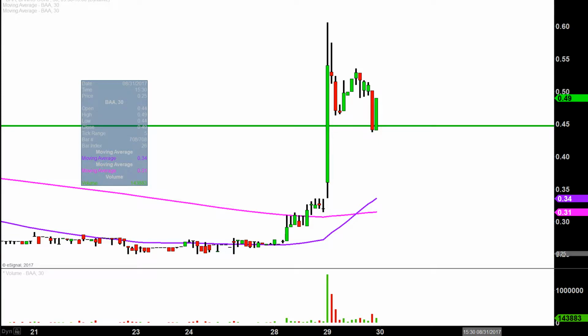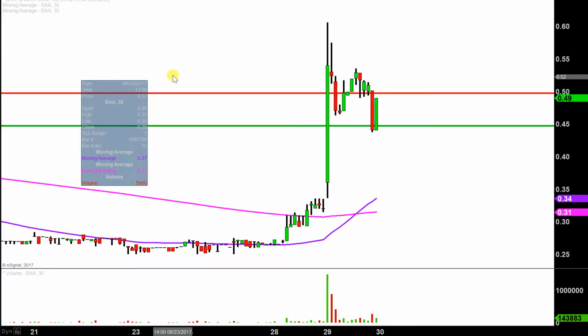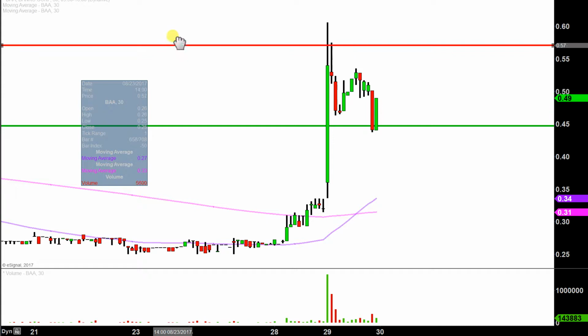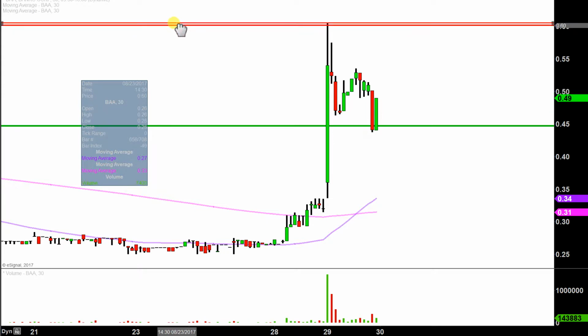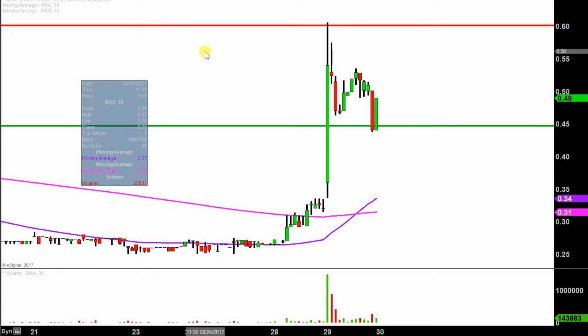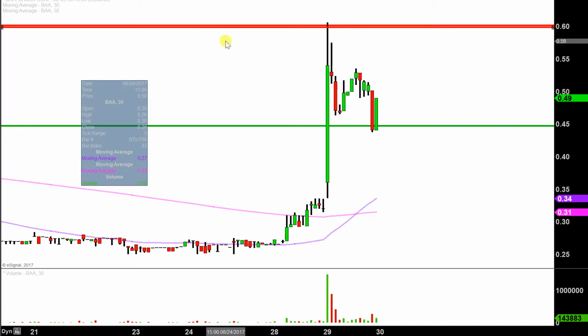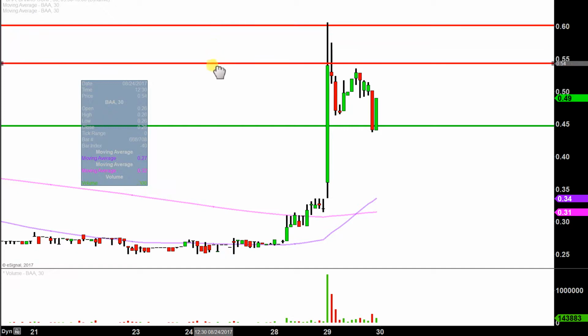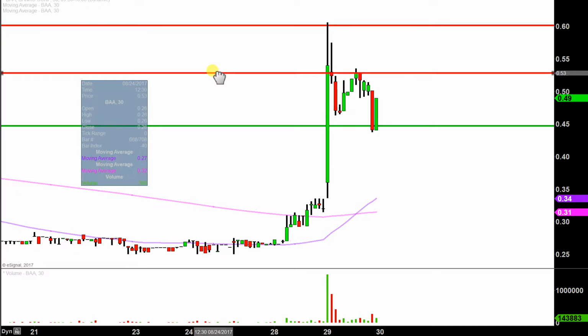What about areas of resistance? Two areas of resistance stand out. The first one is the fun one, and the fun one is up there at 60 cents. Yeah, I'll be the first to admit it is fun to talk about testing previous highs and breaking new highs, and that is what 60 cents represents. But as is the case in many situations, as is the case here, usually there's an initial bridge that first needs to be crossed. And with this one, that bridge is right here at 53 cents.